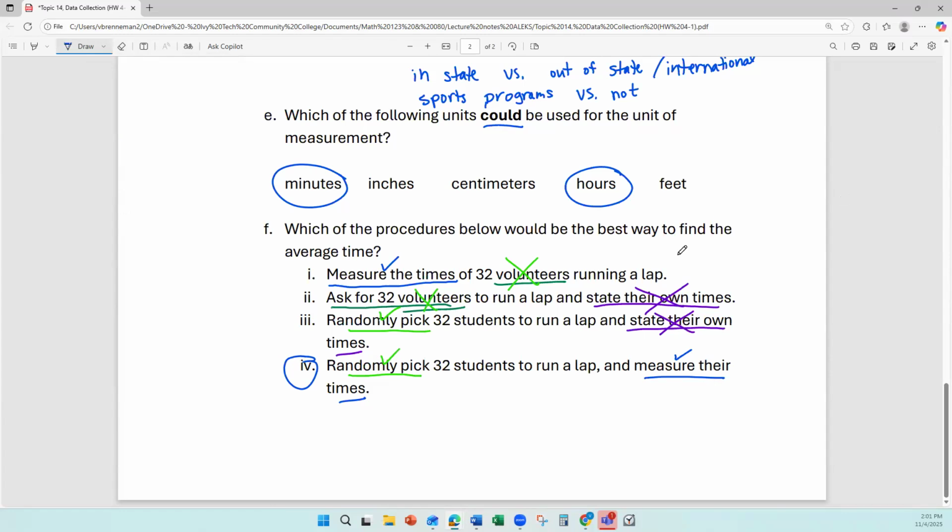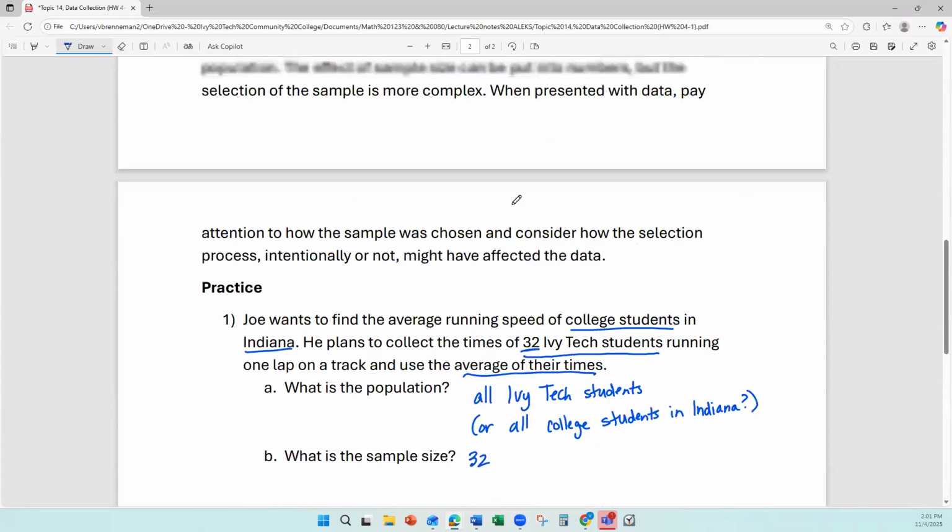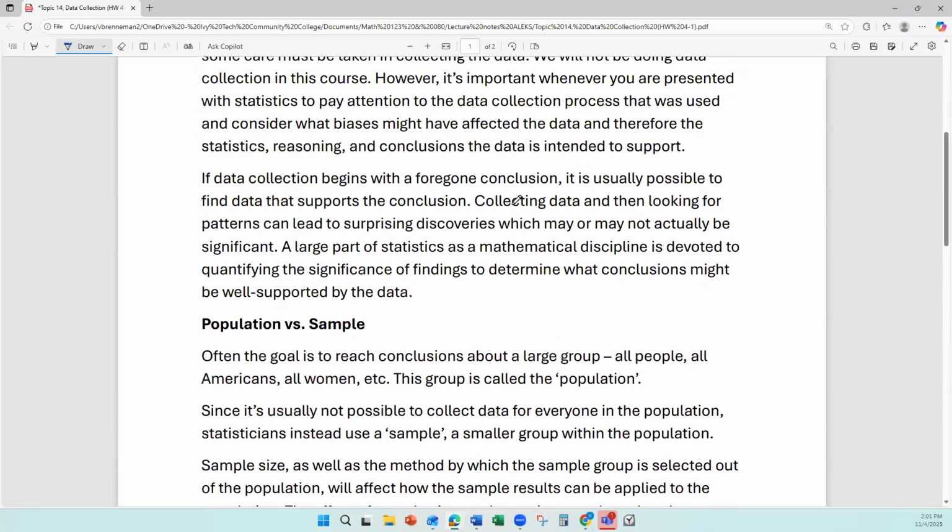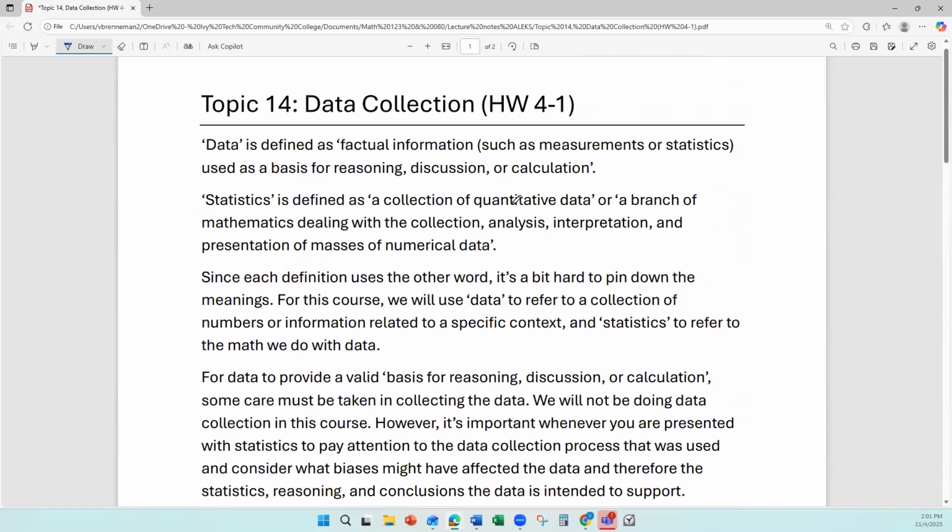There's also information in this topic about different types of data. I think that might come up more in the next topic. So this is just looking at choosing the sample.